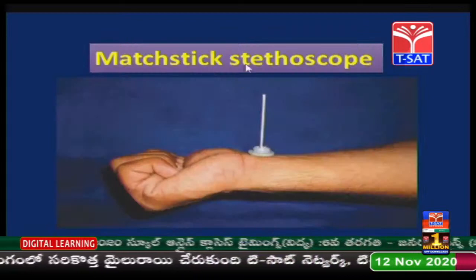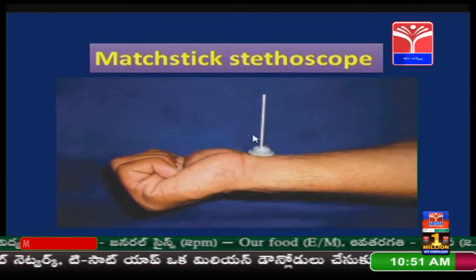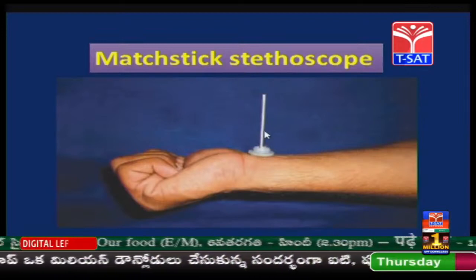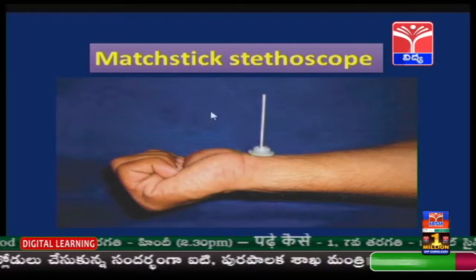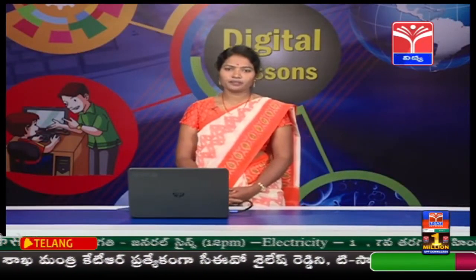Children, you can make your own stethoscope by inserting a matchstick onto a shirt button. Then place it on the wrist and observe the movements in the matchstick. Children, generally you have heard the word BP.